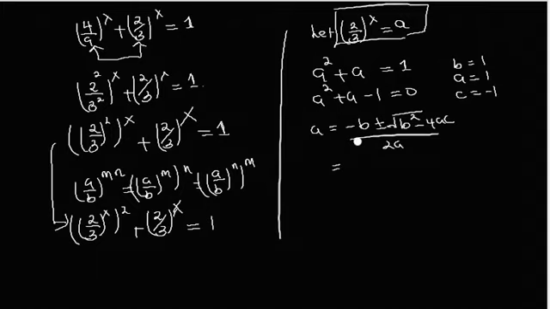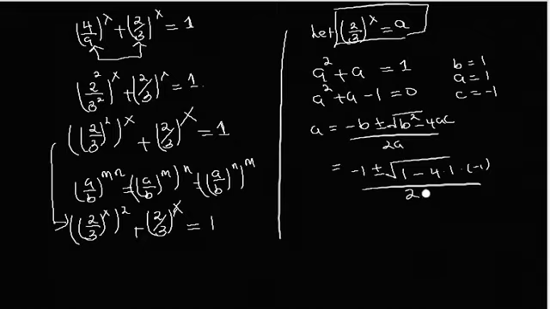So we can substitute back, and -b will now become -1, plus or minus the square root of b squared, which is 1 squared, which is 1, minus 4 times a, which is 1, times c, which is -1, over 2 times a, which is 1. And of course, this will simplify into (-1 ± √5) / 2. Okay, so that is the value of a.